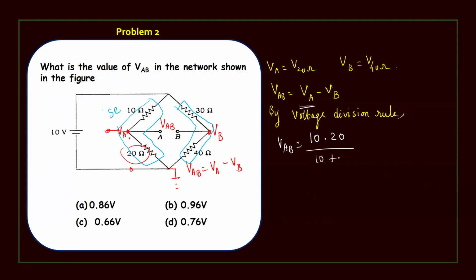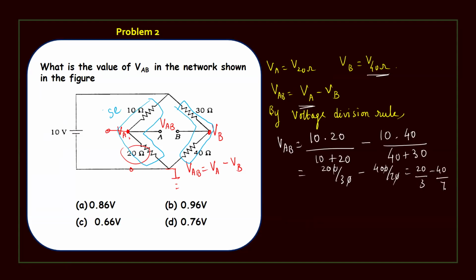So 10 plus 20. And again to find VB, that is the voltage across 40 ohms. Total voltage is 10 volt. 40 ohms is the respective resistance. And another series resistance is 30 ohms. So 40 plus 30. So 200 by 30 minus 400 by 70. Cancel. And here 20 by 3 minus 40 by 7.